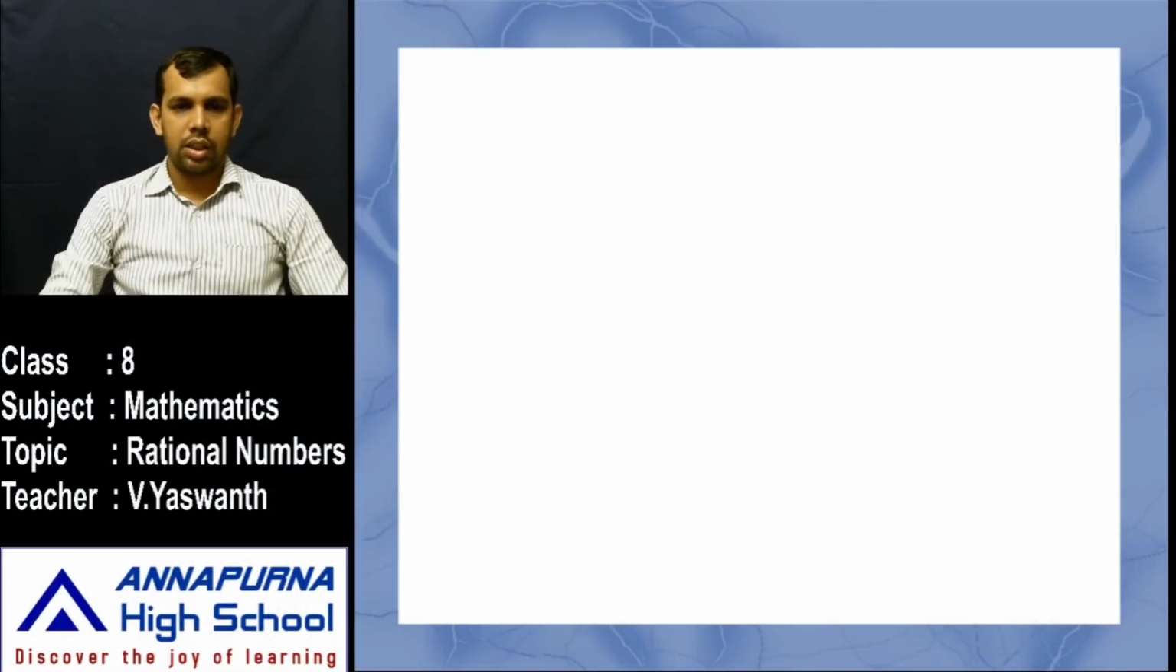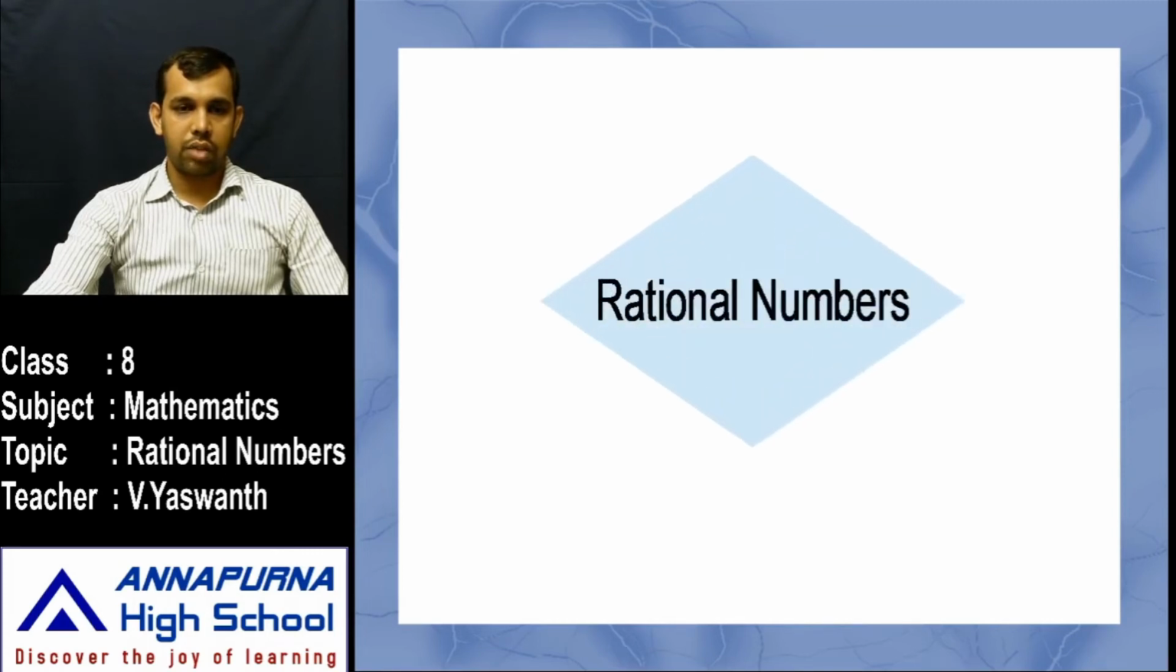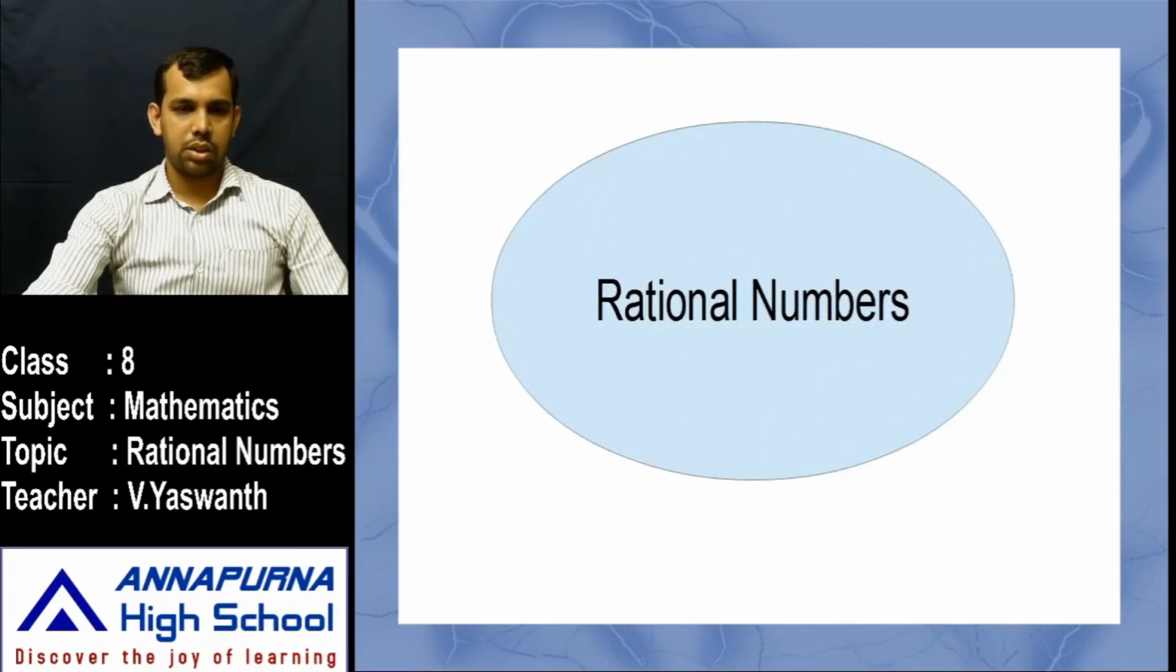In the previous two videos, we completed the definition of rational numbers. Which type of numbers are called rational numbers? A number which is in the form of p by q, where q is not equal to 0 and p, q are integers, is called a rational number, and the collection of rational numbers is denoted by Q.